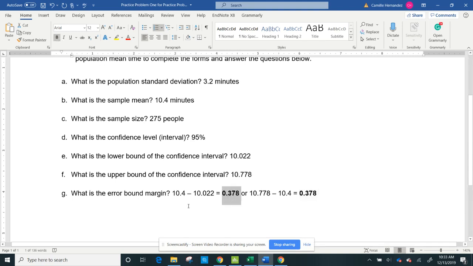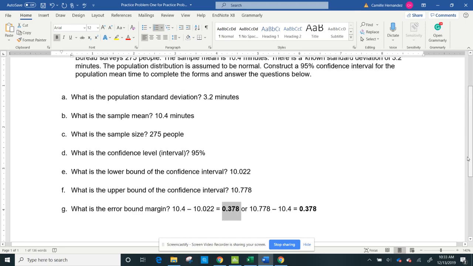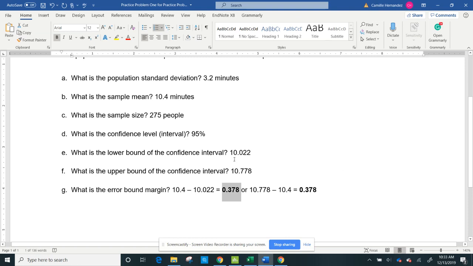Again, you can do sample mean minus the lower bound or upper bound minus the sample mean to get the answer. So I answered all my steps and I can conclude that I'm 95% confident that the average time it takes somebody to complete the short form is between 10.022 and 10.778. So that population mean is going to fall between that lower and that upper bound.